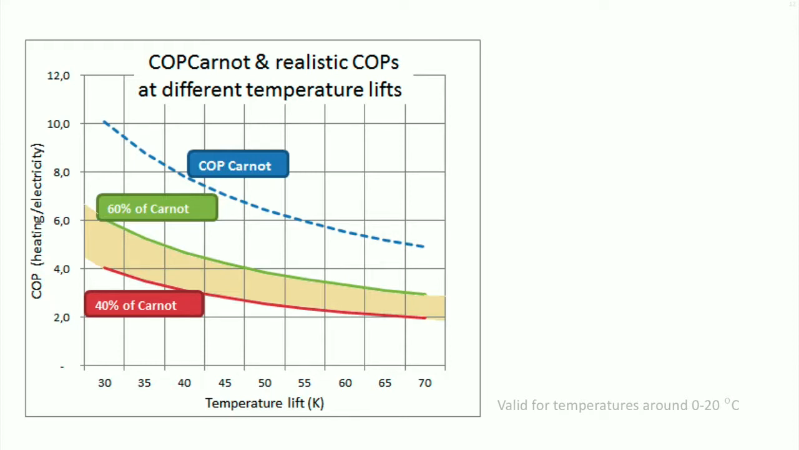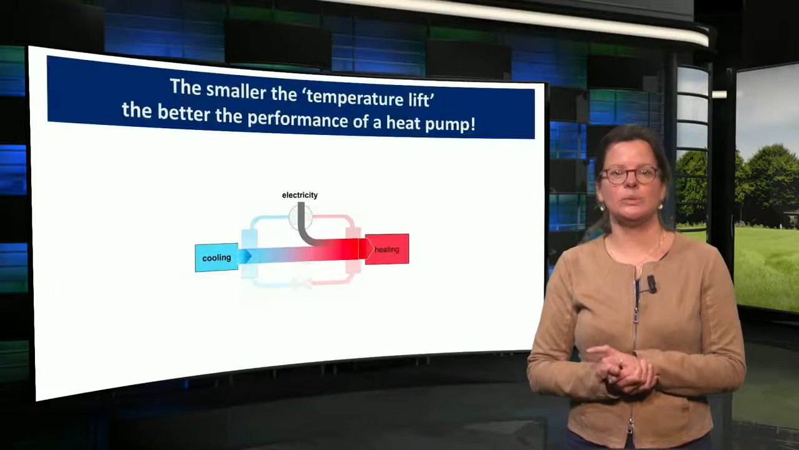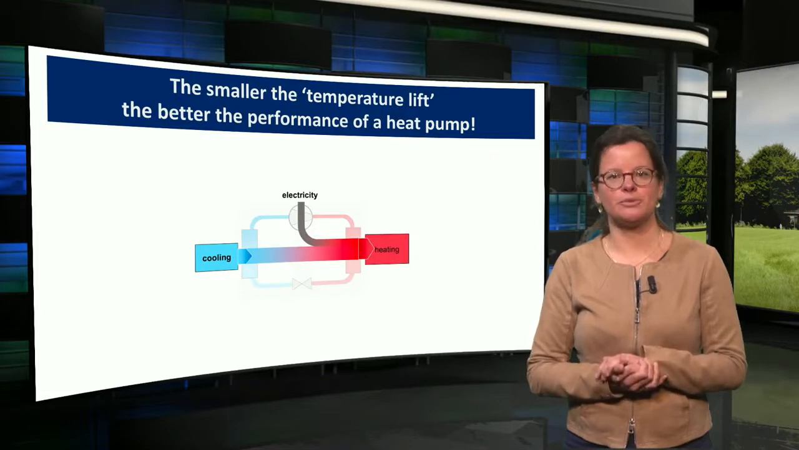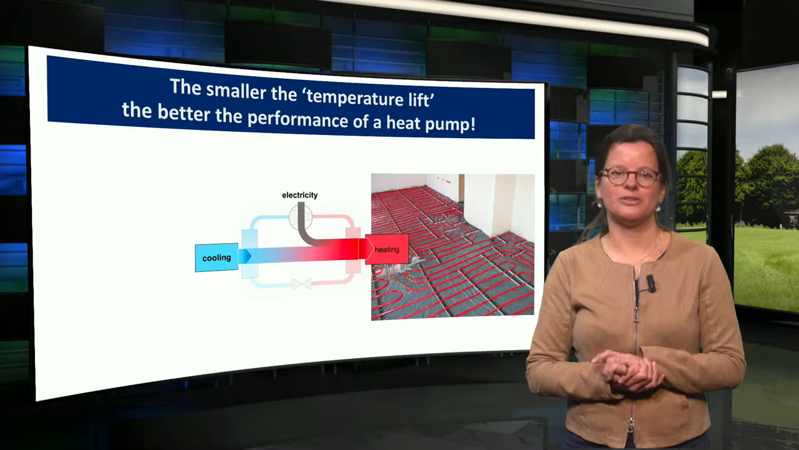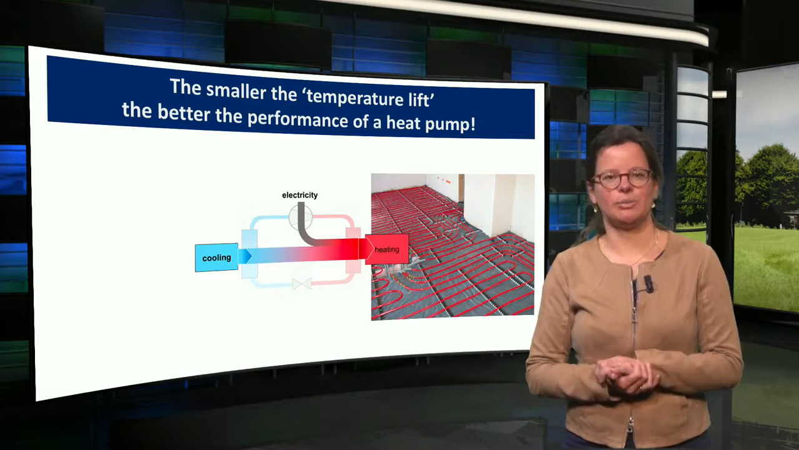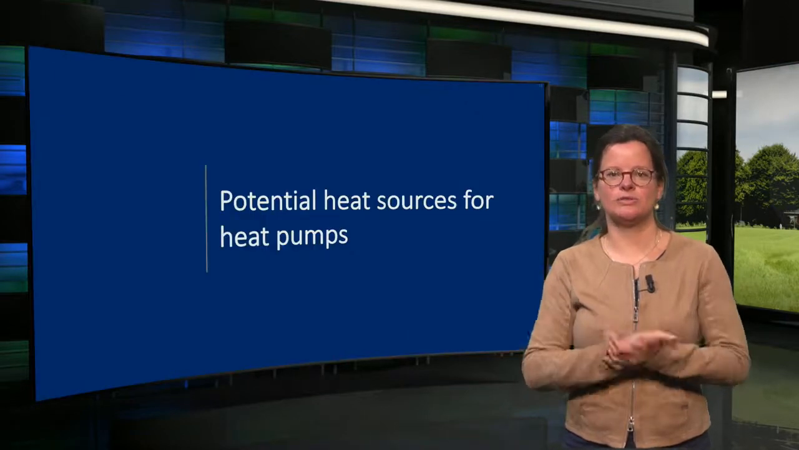As can also be seen from this figure, it is very favorable to minimize the temperature lift needed. To achieve this, we aim for low temperature heating and high temperature cooling, for example by using floor heating or low temperature radiators, and by finding sources with a favorable temperature, which brings us to the next topic: potential sources for a heat pump.